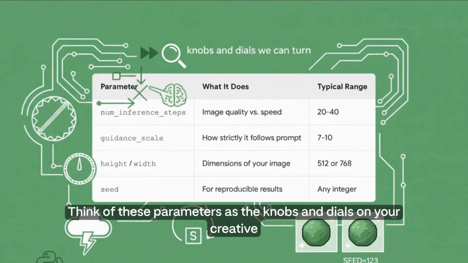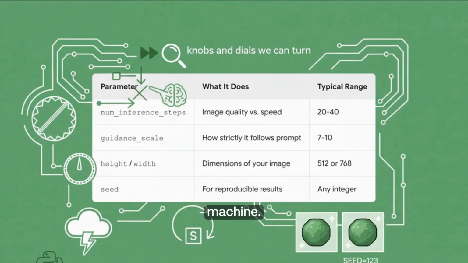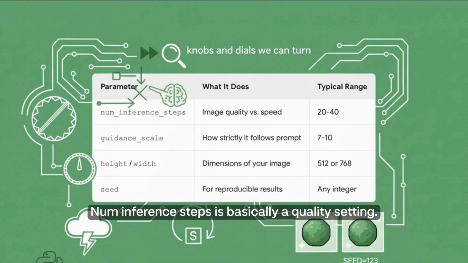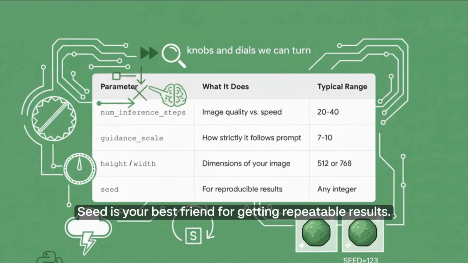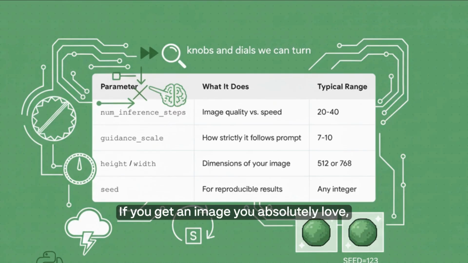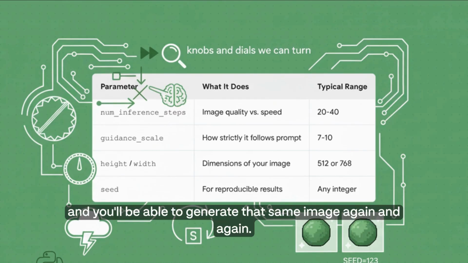Think of these parameters as the knobs and dials on your creative machine. Num inference steps is basically a quality setting. More steps means higher quality, but it's slower. Guidance scale is really interesting. It tells the AI how strictly it should follow your prompt. A lower number gives it more creative freedom. And seed is your best friend for getting repeatable results. If you get an image you absolutely love, you can save that seed number and you'll be able to generate that same image again and again.